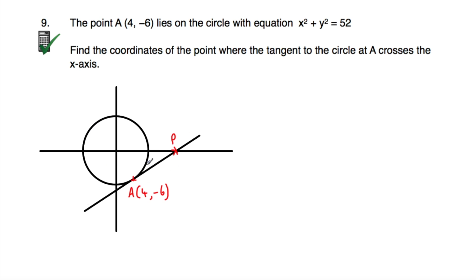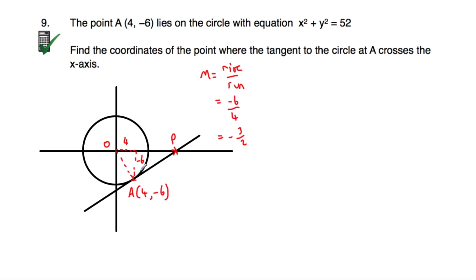Okay, so to find where this tangent crosses the x-axis, I want to find the equation of the tangent. So to do that, let's find the gradient of the radius. So that's O and that's A. So if we were to make a little right angle triangle, we would go across 4 squares and then we would go down 6. So we'd have a run of 4 and a rise of -6. So m, the gradient of the radius, would be equal to the rise divided by the run. The rise is equal to -6 and the run's 4, and if we do -6 divided by 4, that's -3/2. So that's the gradient of the radius of the circle.